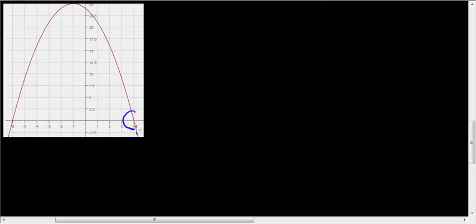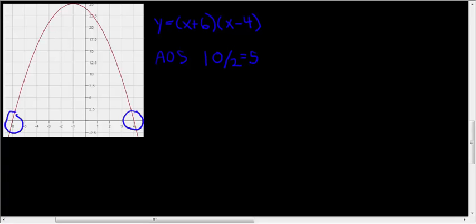All right, so let's take a look at another example here. Notice this one's opening down, so we have a maximum value here. And we can see that it crosses the x-axis at negative 6, so that'd be x plus 6, and at positive 4, so we'd write x minus 4. Remember, the inside lies. And looking at this right off the bat, we should be able to see that I made a mistake again. I am missing a negative sign on that equation, so please make sure you put a negative out in front of the x plus 6 outside those parentheses.